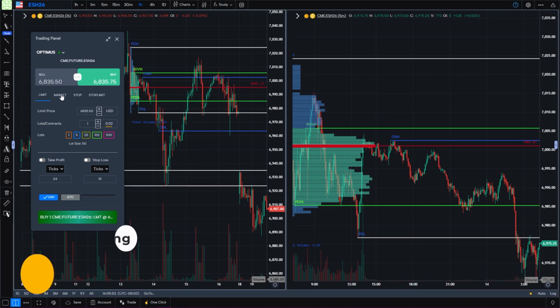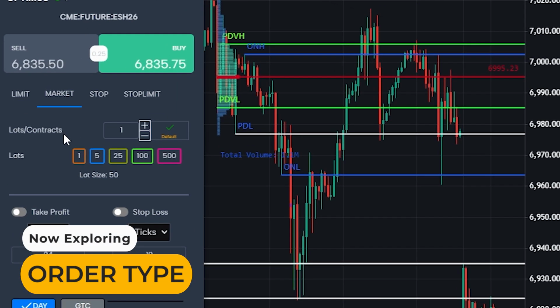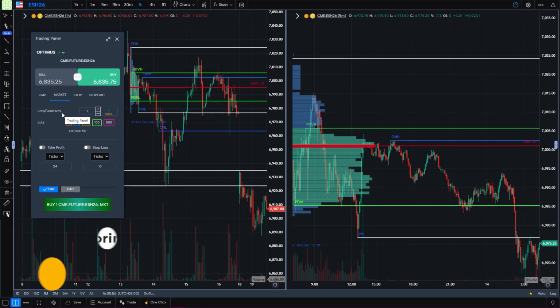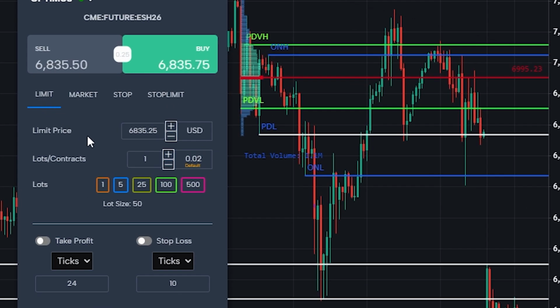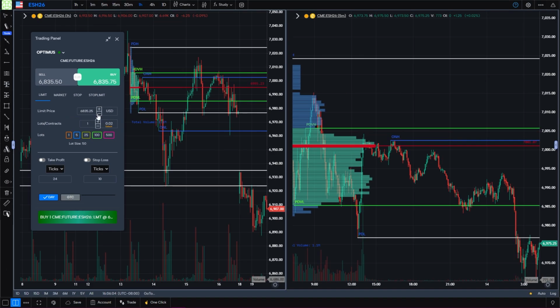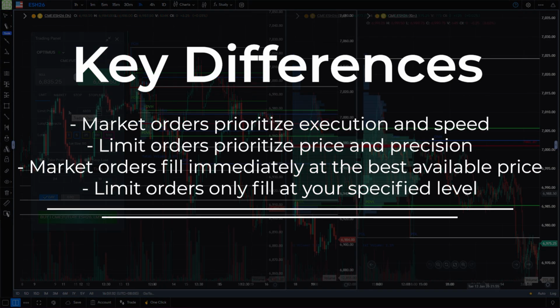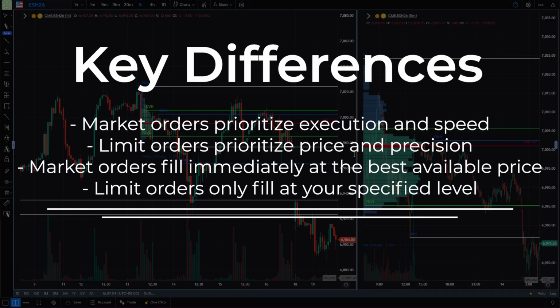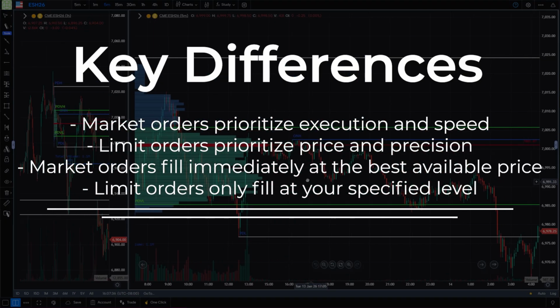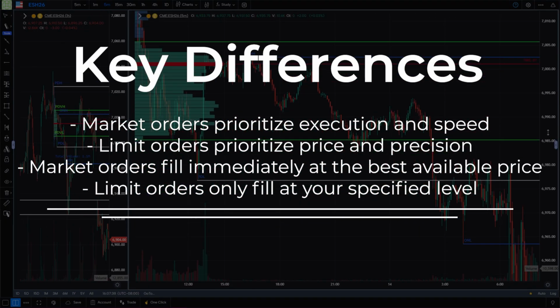First, let's define what each order type actually does. A market order will execute immediately at the best available price. You're choosing speed and participation, not price control, while a limit order only executes at your specified price. You're choosing price control, knowing that the trade may not fill. There will be times, depending on your strategy and also market conditions, where a market order will be better to use than a limit order and vice versa.